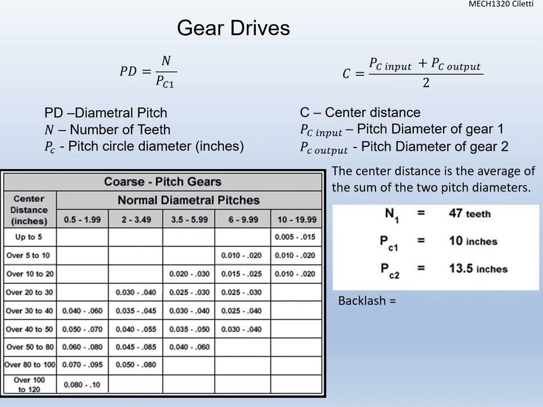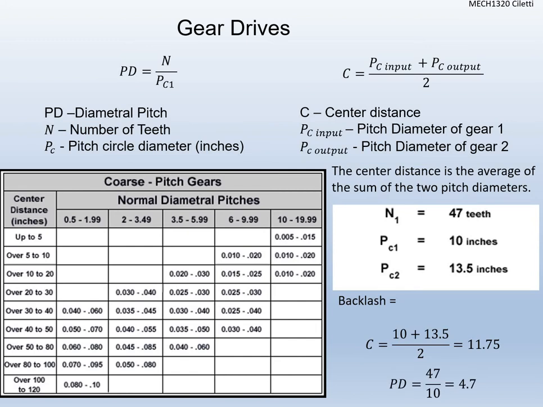So let's do an example here. We have gear 1 that has 47 teeth. It has a pitch diameter of 10 inches, and our other gear has a pitch diameter of 13.5 inches. We have to find that center distance first, which is finding that average. That's 10 plus 13.5 divided by 2, so we get 11.75. We go over to the chart on the left-hand side, where it says 5 to 10, 10 to 20, 20 to 30, 30 to 40, and so on, for the center distance ranges. Our center distance is 11.75, so it fits in the third row down under center distance, where it says 10 to 20. Then we have to find the diametral pitch.